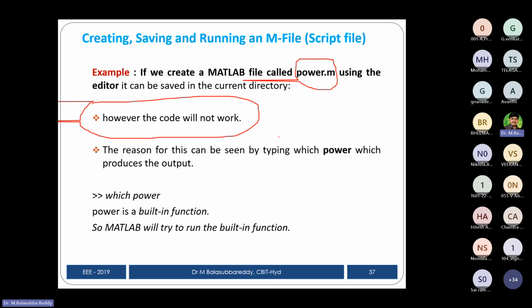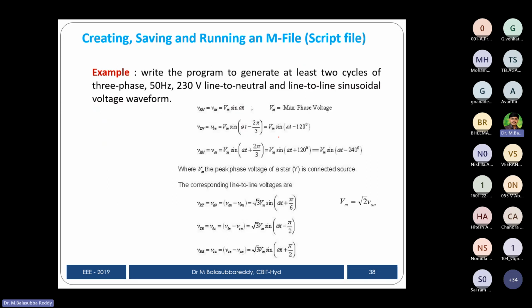But if you use a file name itself as a keyword which is already available in MATLAB, then you will get a problem. That's why you don't use power, ABC or SQRT, some inbuilt functions that are available. You should not use those. Now, anybody can solve this problem, since it is only plotting I ask.